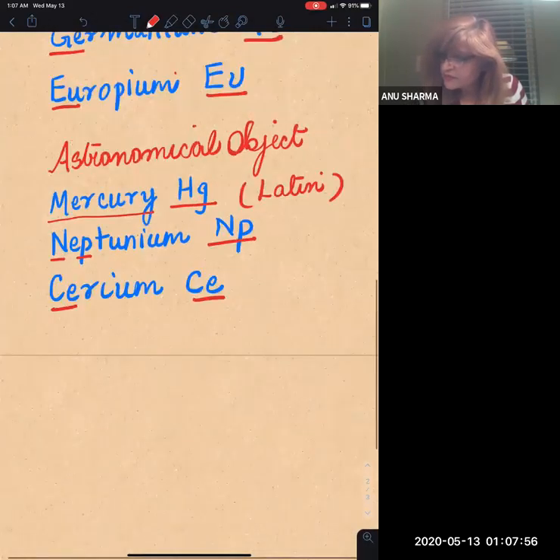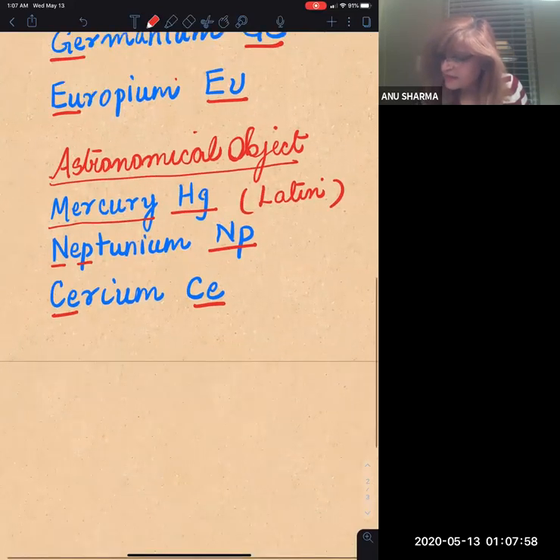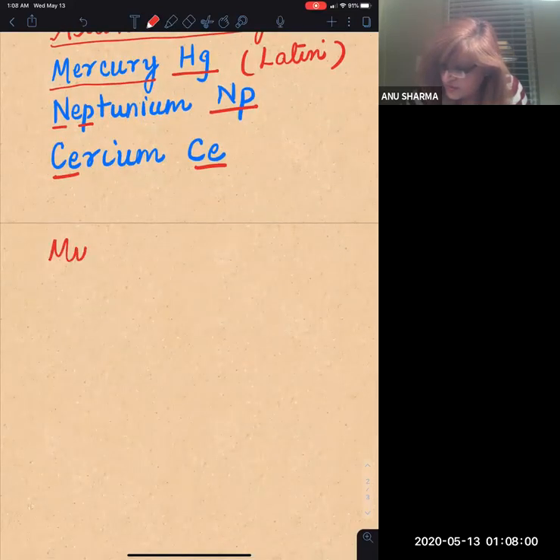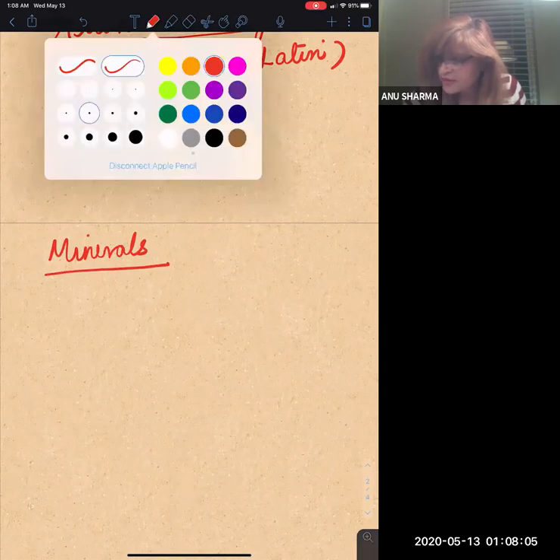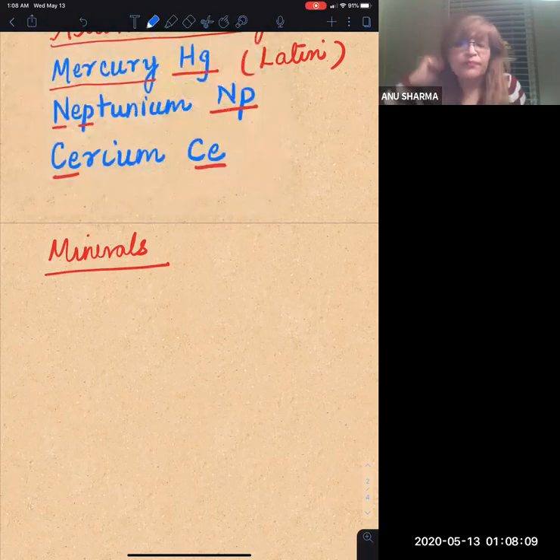Then comes the last one, which is named after some of the minerals. So these are the astronomical objects. Then comes the minerals. Minerals are things you find in nature, some of the ores that you find in nature, after some of the rocks, right?